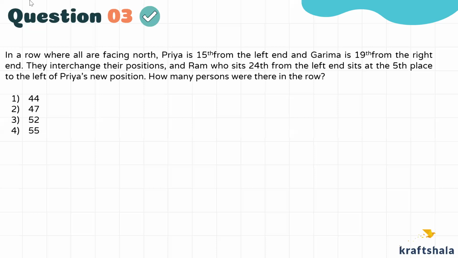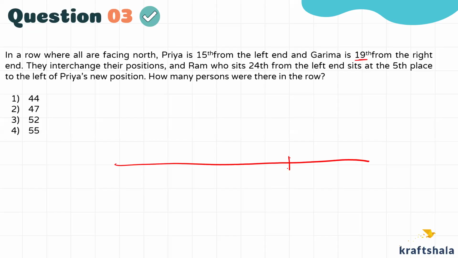All right, so let's try. In a row where all are facing north, Priya is 15th from the left end and Garima is 19th from the right. They interchange their positions, and Ram, who sits 24th from the left end, sits at the fifth place to the left of Priya's new position. So Ram is connected to Priya's new position, and Priya's new position will be 19th from the right.